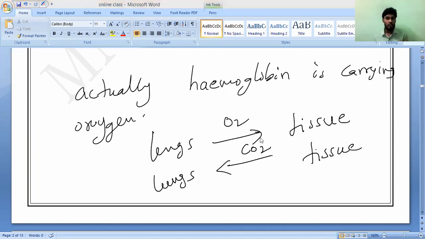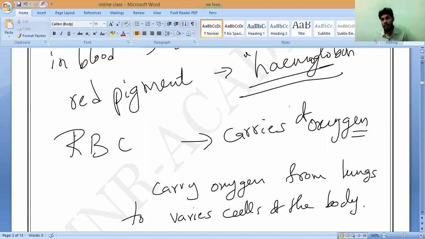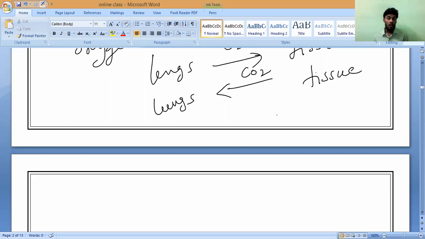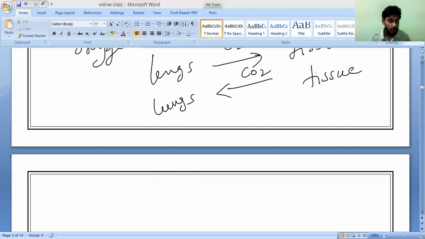So you may say, sir, plasma is also carrying carbon dioxide. Yes, but I'm not saying that it is everything. So the major portion of carbon dioxide will be brought back to the lungs by whom? Again, RBC. So remember, here RBC. Everybody will study the same thing. As I have taught you before, plasma is carrying the waste products. What are the waste products? Carbon dioxide and urea. Correct or not?